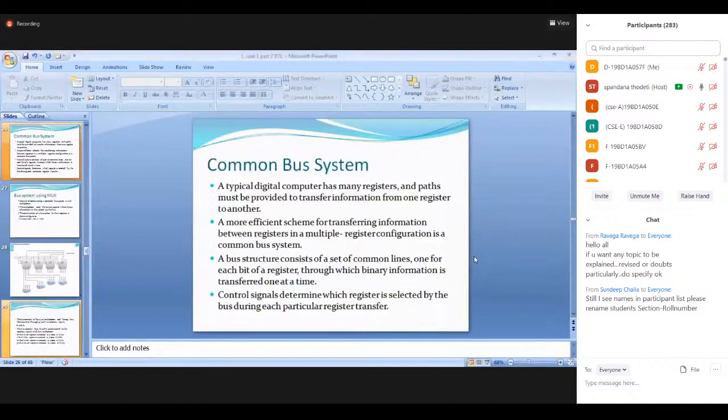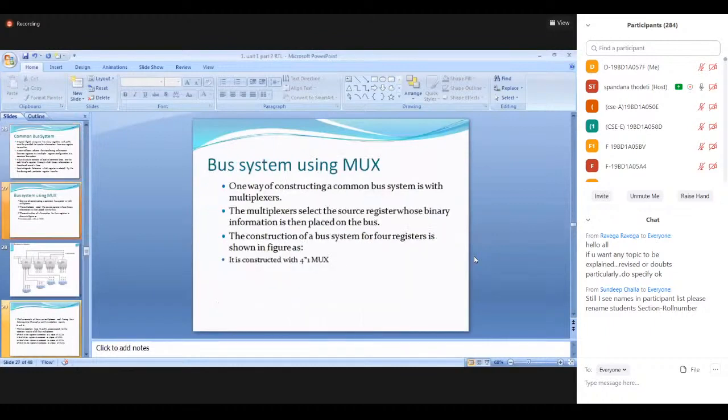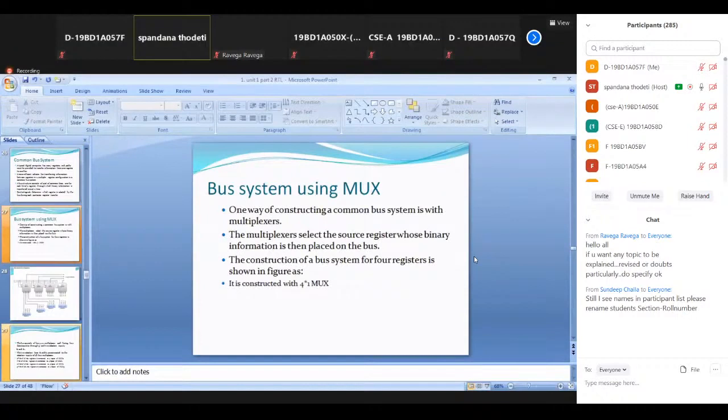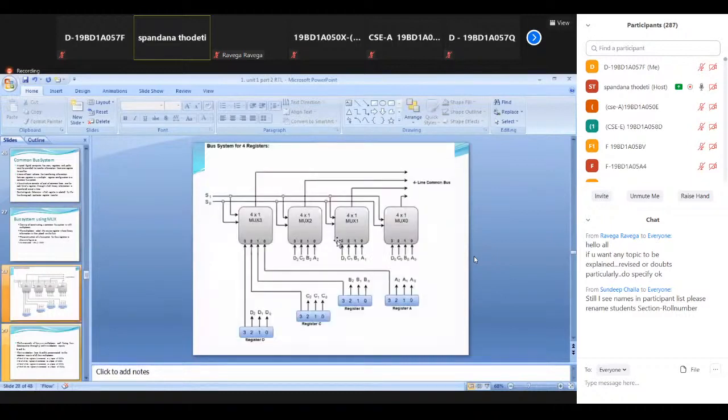Now we'll see how to construct multiplexers. Construction of a common bus system. A common bus system is used to transfer data between the registers, and from memory to the registers. This is the way to construct a common bus system using the multiplexer. Here I am considering a bus system for transferring 4 bits. That means the size of the register is 4. Then you require 4 bus lines, because each line is used for transferring each bit.